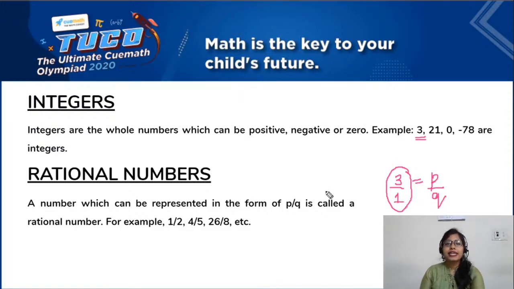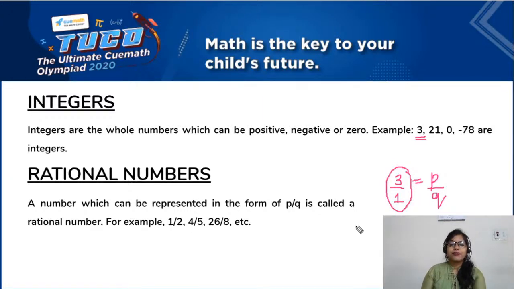And we know that as per the definition of rational numbers, any number which can be expressed in the form of p upon q is known as a rational number. Hence, every integer is a rational number. Okay, but is the other way around true? Is every rational number an integer? Any guesses? Any responses on the comment section? Let's see. Is every rational number an integer as well? Yes or no? Basically, the answer is no.